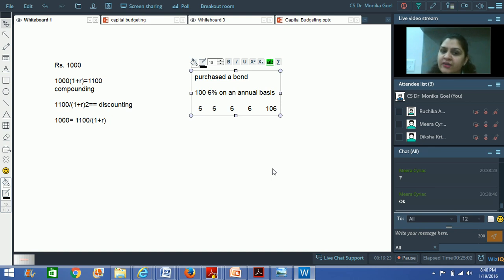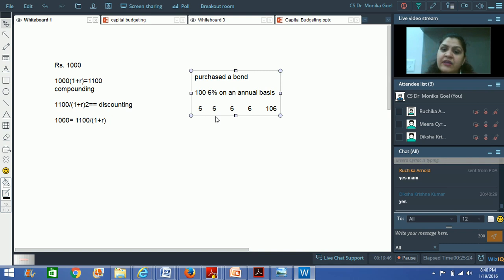So if you buy a bond where the coupon rate of interest is 6%, you get 6 rupees of interest every year. If the life of the bond is 5 years, you get 6 rupees for each of the first 4 years, and in the 5th year you get 106 rupees. Are you familiar with this? Is the situation clear?